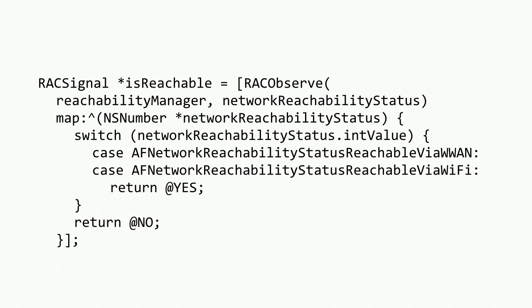So we observe, which creates a KVO observation underneath, the network reachability status property on the reachability manager. That's the first couple lines. Now, all we're doing is a simple map where we take that status, and if it's reachable via wireless or Wi-Fi, we return yes, otherwise we return no. So now we've got a nice, handy, convenient is-reachable signal that you can use to bind to UI. You might disable a button, or show a message, or not even attempt to kick off network requests based on this signal.